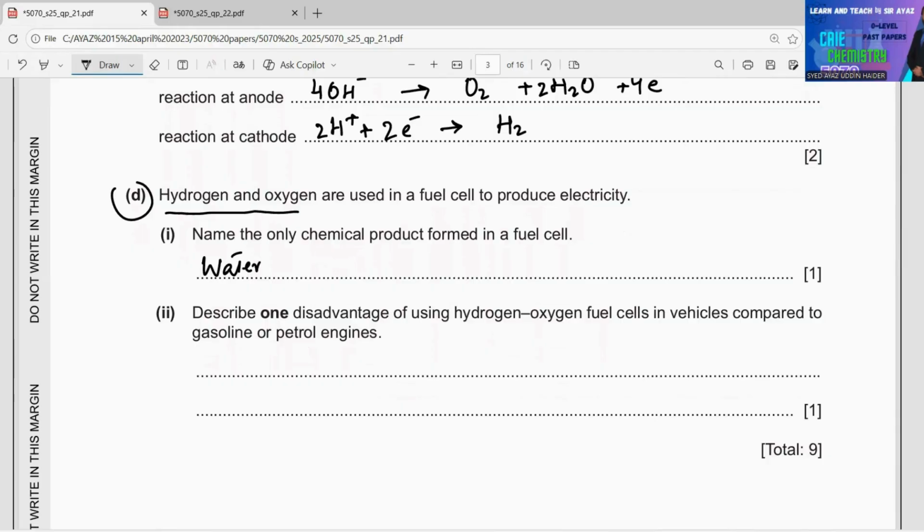Part 2. Describe one disadvantage of using hydrogen oxygen fuel cells in vehicles compared to gasoline or petrol engines. Now, we are using hydrogen as a fuel in this hydrogen oxygen fuel cell. So it's difficult to store hydrogen. We need to have high pressure. So you write difficult to store hydrogen.